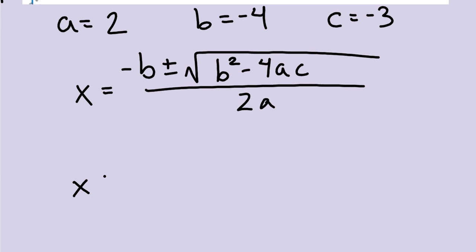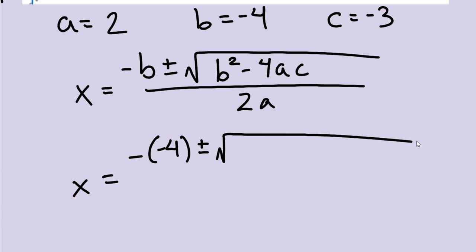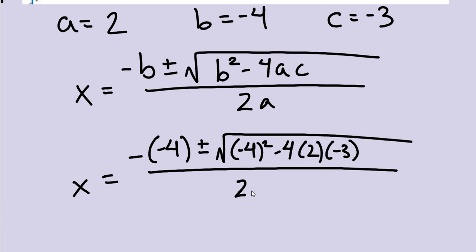So this will be negative of a negative 4, so I'm going to put parentheses around that, plus and minus, plus minus because I need 2 solutions. It's a quadratic. b is negative 4, so I get negative 4 squared minus 4 times a is 2, c is negative 3, all divided by 2 times a is 2. So when I drop everything in, it looks like that.